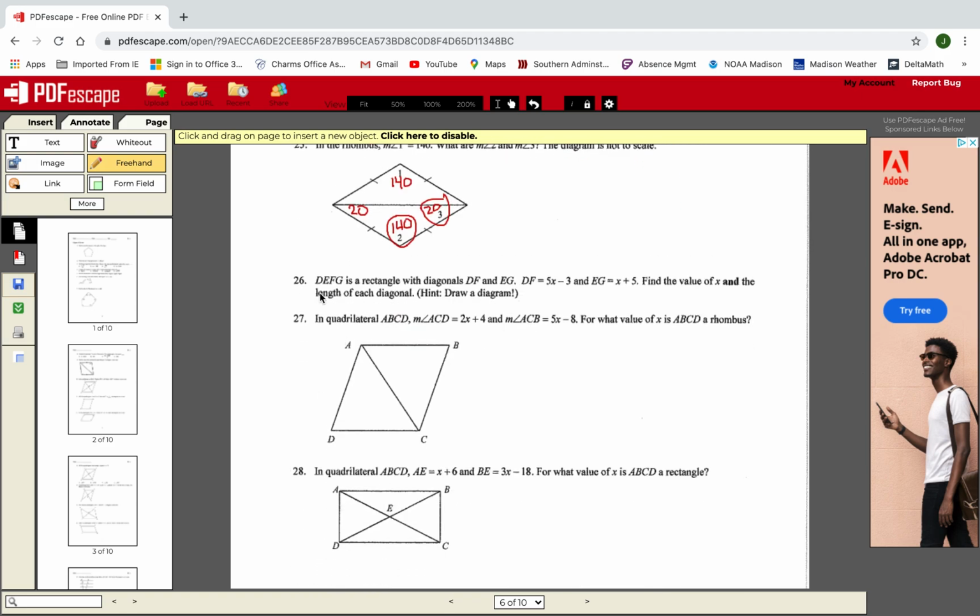On 26, it says that DEFG is a rectangle with diagonals DF and EG. It gives you a hint to draw a diagram. So I'm going to draw a rectangle as best I can with this pad. Labeling it DEFG so that DF is a diagonal and EG is a diagonal.